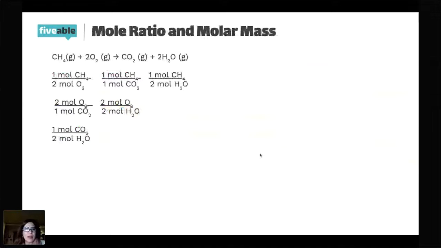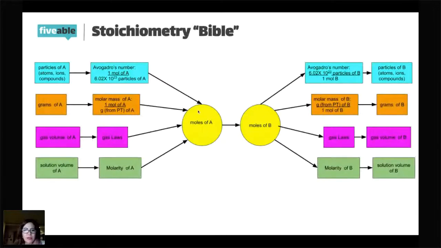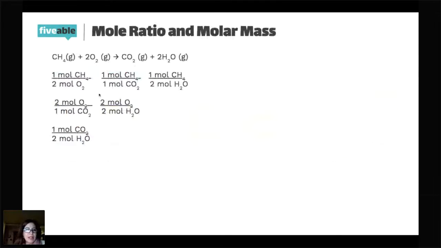Okay, so the first thing that we need to do, this is the central part of the problems. We need to be able to learn how to do the mole ratios. And this is actually very simple. You get the coefficients of the balanced equation, and then you can relate any compound of the equation to any other.